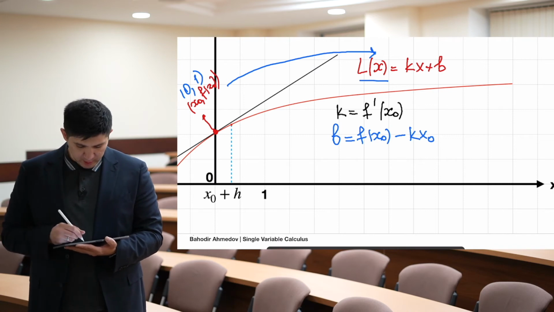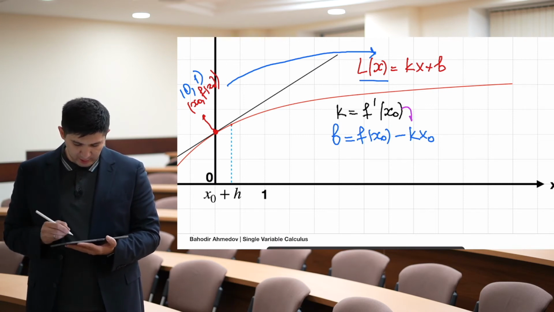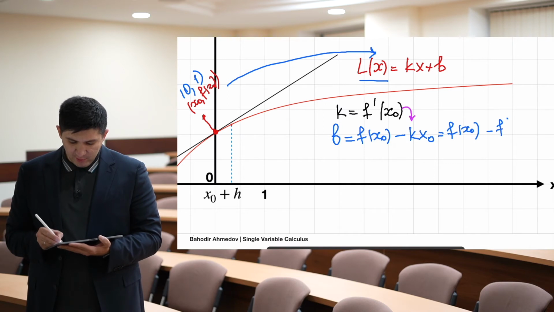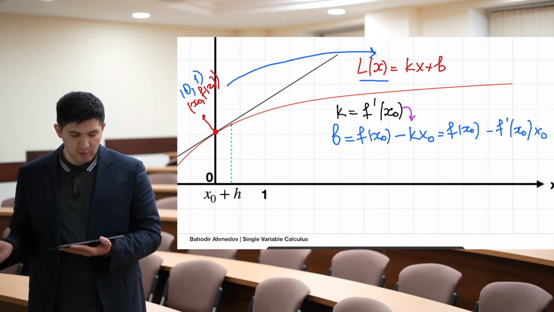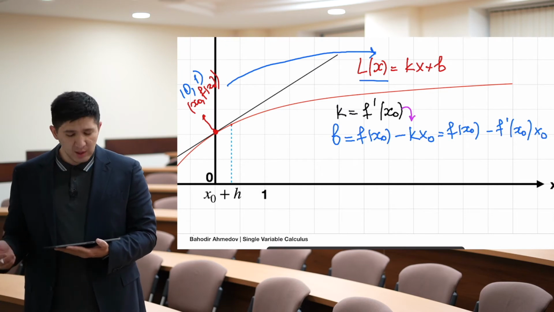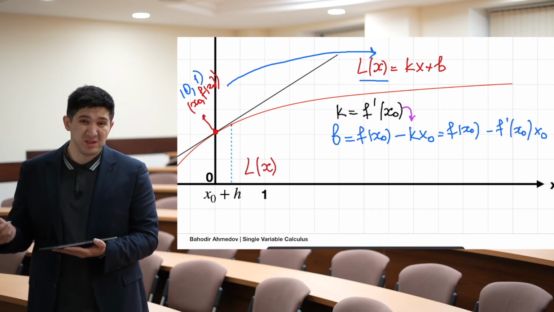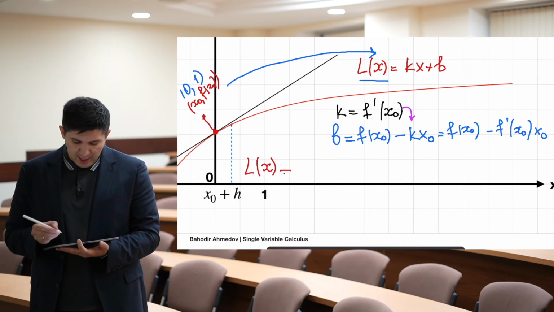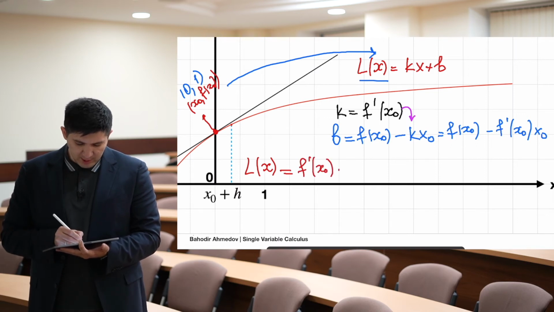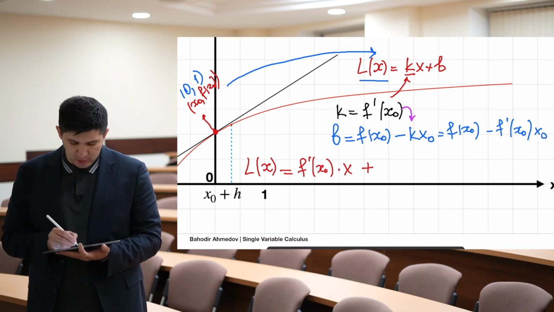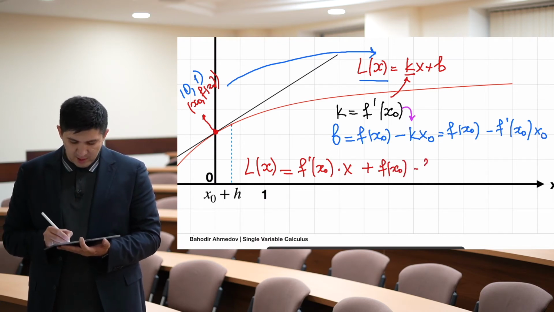Cool. So since we know what k is, I'm just going to substitute k here in order to find b. So b is going to be equal to f of x0 minus f prime of x0 times x0. So now we know what k is and what b is. So I would just substitute this into the equation of the tangent line. So L of x, or we can denote this just as y, is equal to k, which is f prime of x0, times x, right? So instead of k, I've substituted f prime of x0. So plus, instead of b, I have to substitute all of these terms, which is going to be f of x0 minus f prime of x0 times x0.